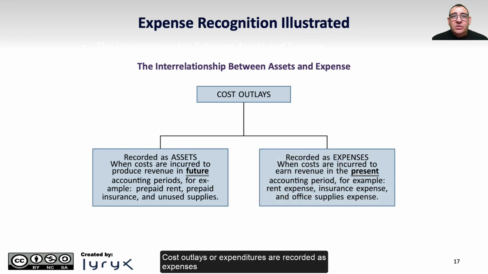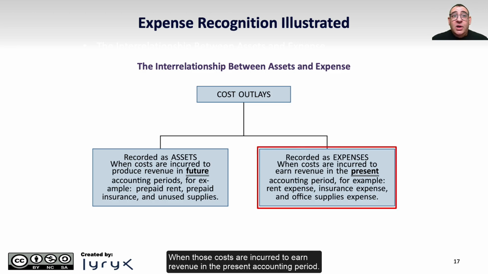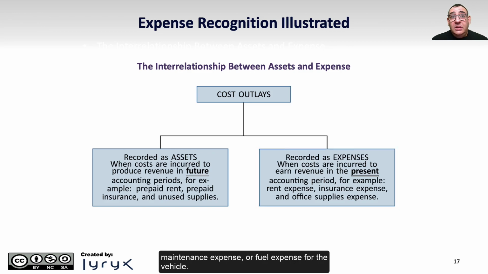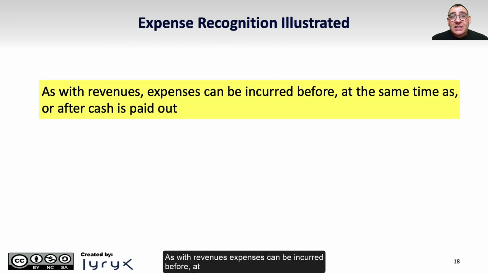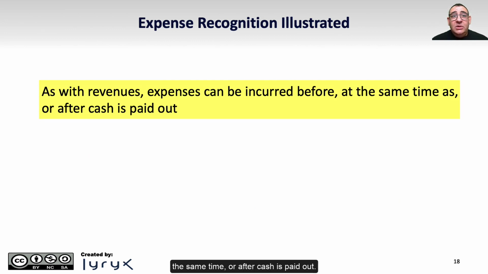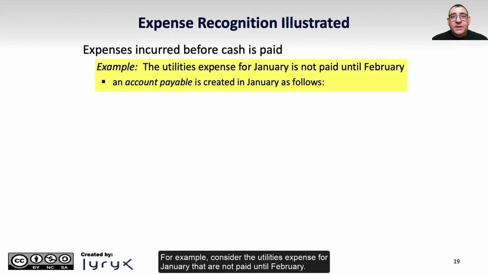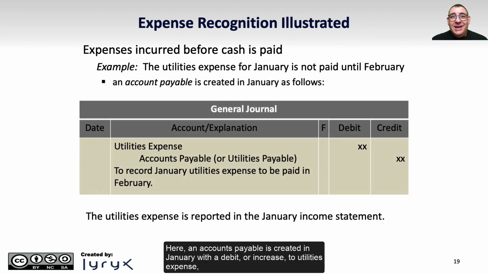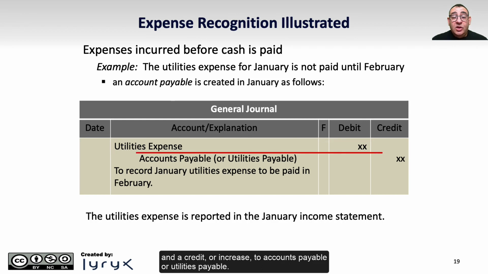Cost outlays or expenditures are recorded as expenses when those costs are incurred to earn revenue in the present accounting period. So examples might include rent expense, insurance expense, office supplies expense, maintenance expense, or fuel expense for the vehicle. As with revenues, expenses can be incurred before, at the same time, or after cash is paid out. For example, consider the utilities expense for January that are not paid until February. Here, an accounts payable is created in January with a debit or increase to utilities expense and a credit or increase to accounts payable or utilities payable.